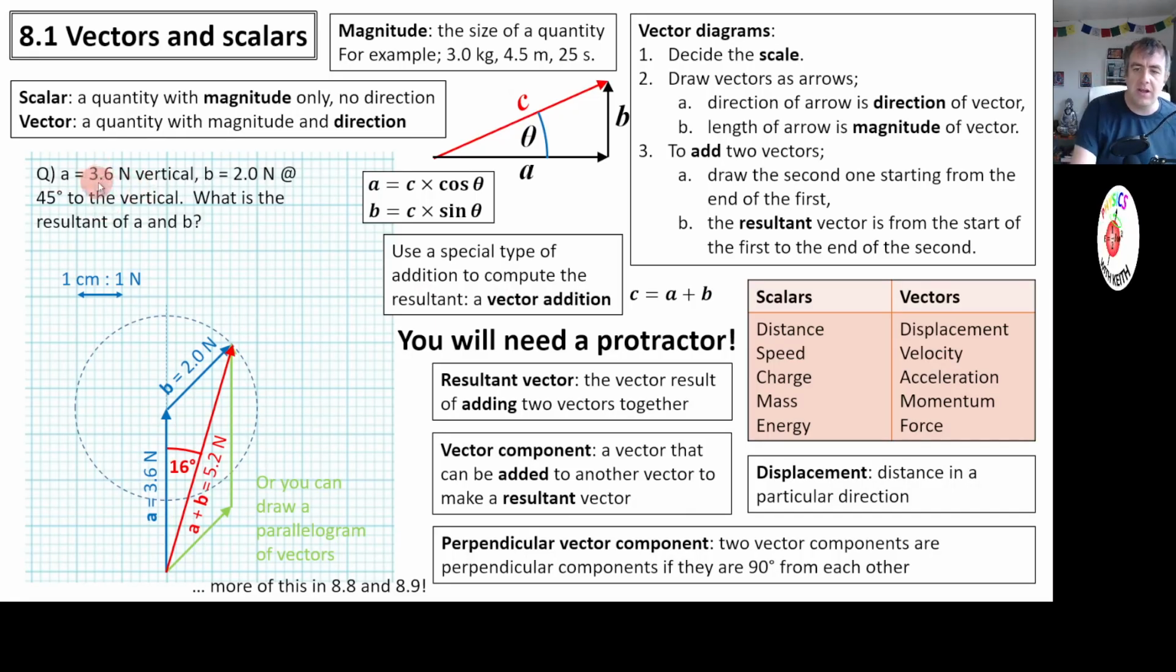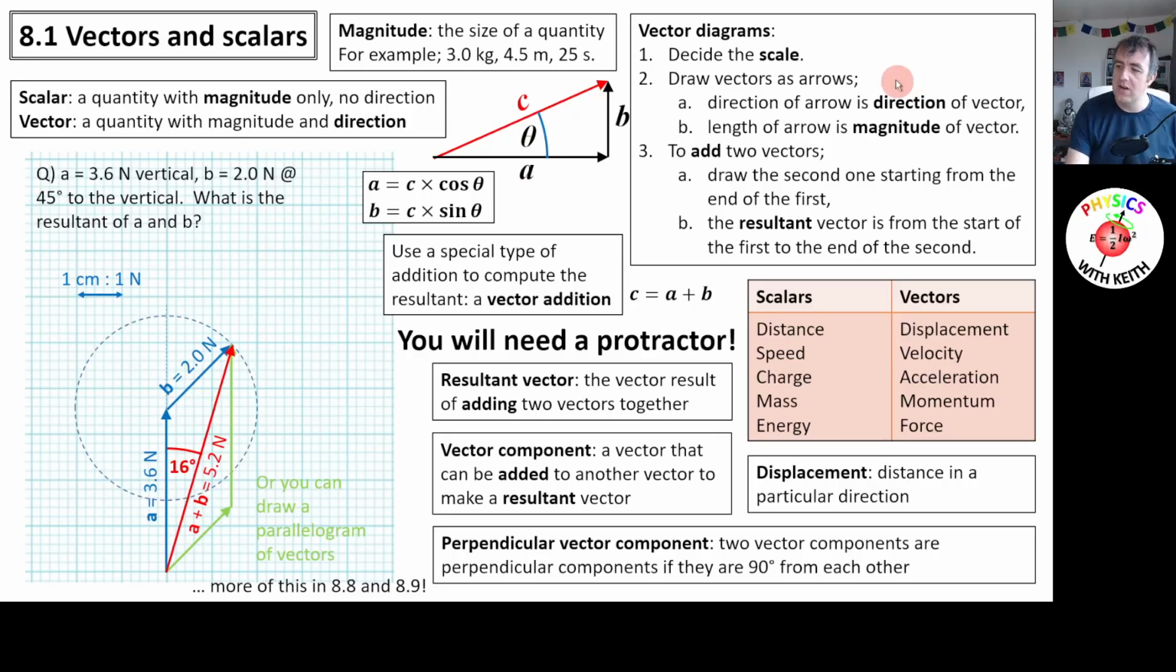Let's take this question. Imagine I have a vector A, which is 3.6 newtons. Oh dear, it's not a displacement, it's a force. It's still a vector, doesn't matter. 3.6 newtons, and it's vertical. That's up. And we've got B, which is 2 newtons, and it's at 45 degrees to the vertical. What's the resultant of A and B? We're adding A and B together. Now, 3.6 plus 2 is 5.6, but the answer is not 5.6 because we have to do a vector addition.